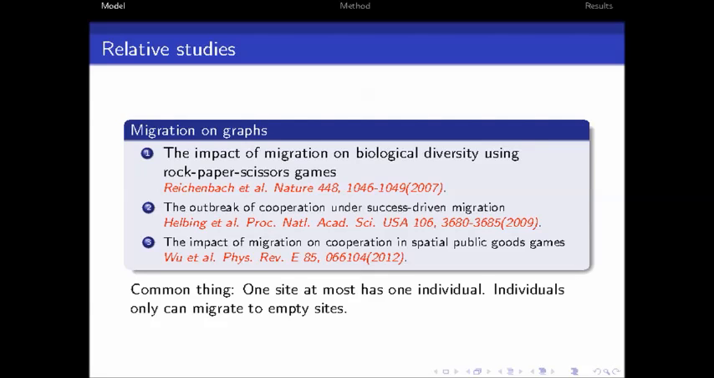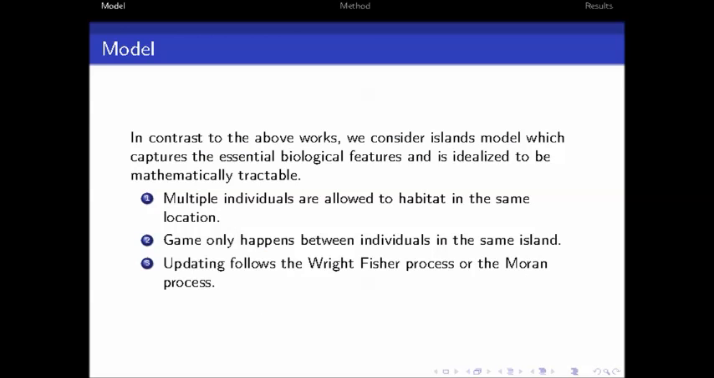There's a common thing in them. One site has at most one individual. Individuals can only migrate to empty sites. In contrast to the above works, we consider the Island model. This model can capture the essential biological features, and it is idealized to be mathematically tractable.